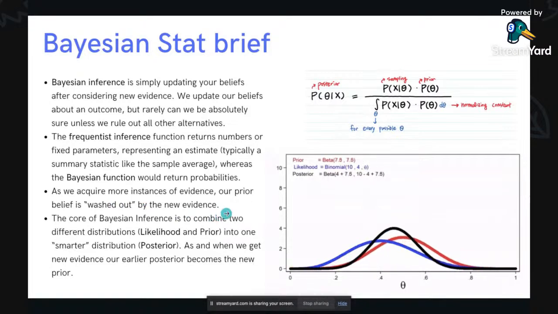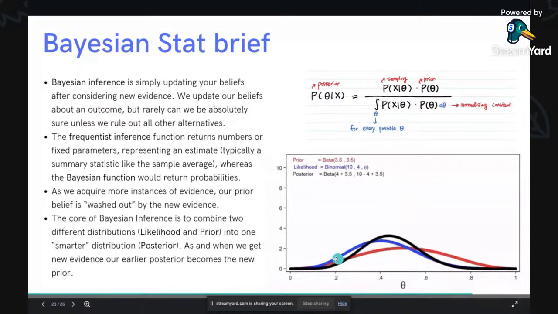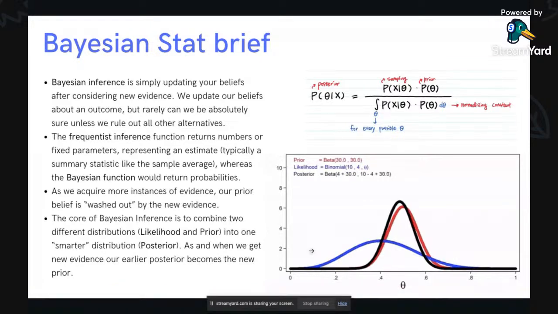The third point says that as we acquire more instances of evidence, our prior belief is washed out. So what this means basically is if you observe this animation over here, the prior is the graph in the red. And as it starts, you can see that the red graph starts on a horizontal line. And that's just basically us assuming a very weak prior, that we don't know anything. And so that is how it happens. And as we get more and more evidence, the posterior starts becoming influenced by the prior. But if the prior is very weak, then initially the posterior will be influenced by the likelihood, which is the blue line.